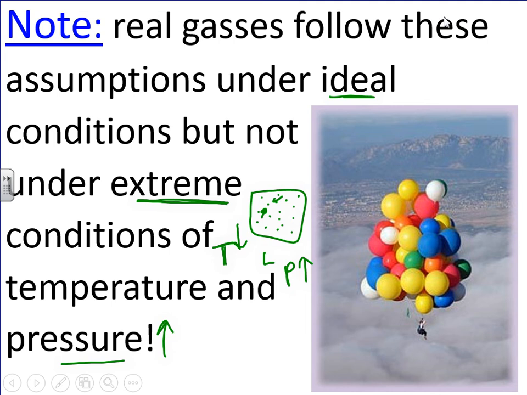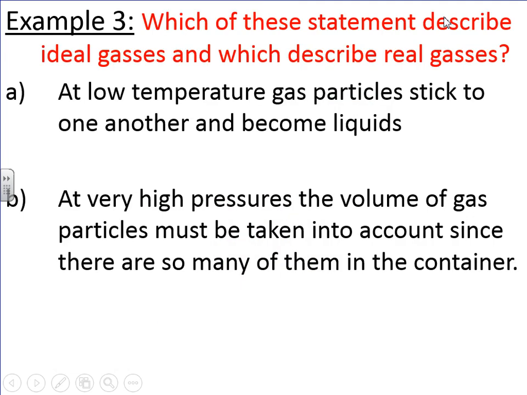Alright, so let's try applying what we've just talked about. Example 3 says, which of these statements describe ideal gases and which describe real gases? So A says, at low temperature, gas particles stick to one another and become liquids. Well, this is with real gases. Real gases do this. If you cool them down, they'll eventually become a liquid. Ideal gases are perfect gases that never become a liquid. So this is just describing a real gas, like oxygen or nitrogen or really any gas.